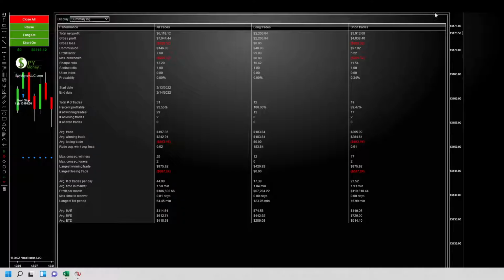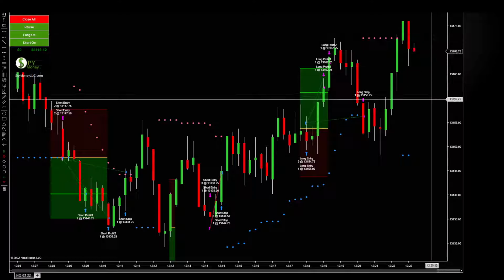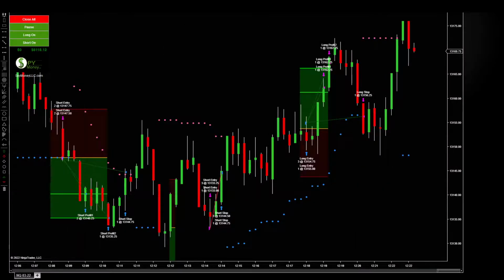Doing pretty good. I'm real happy with this bot. We did have 1 losing trade of 926.32, and we could have limited that a little bit if we wanted. But pretty good. Profit factor 7.60. Excellent. So there we go.